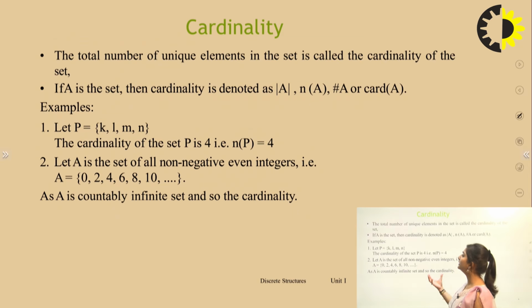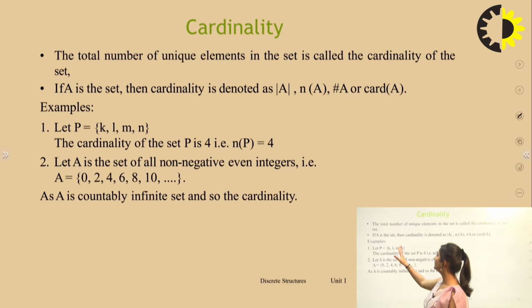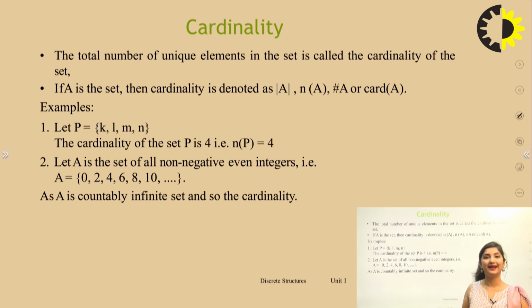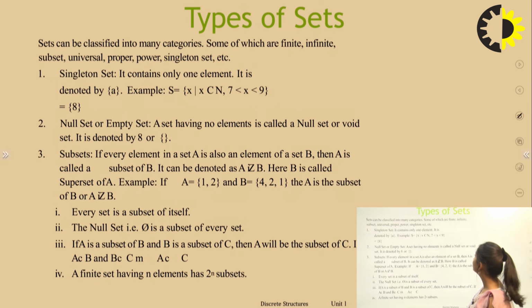Now cardinality. Cardinality in plain words means the number of elements inside the braces. So the total number of unique elements in the set is cardinality. For instance, if we see here the elements, they count to 4. So cardinality n of p is 4. It is denoted by n of p. And it has to be countable. So as A is a set of all non-negative even integers, which is infinite, A is a countably infinite set, and so the cardinality. Next, types of set.